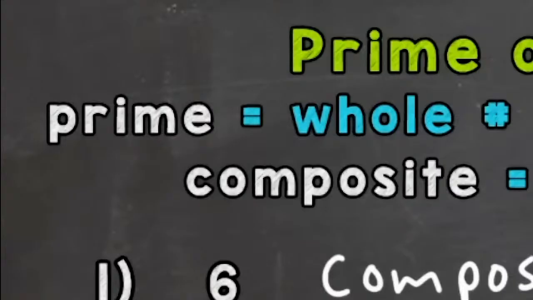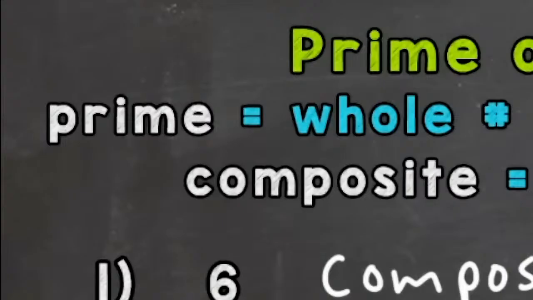Number 2, 24. Well, we know 1 and 24, and 24 actually has a lot of factors, or numbers that can multiply to get 24. So we know 2 and 12 can multiply to get 24, 3 and 8, and 4 and 6. So we have a lot of different factors there for 24. So this one is easily composite.